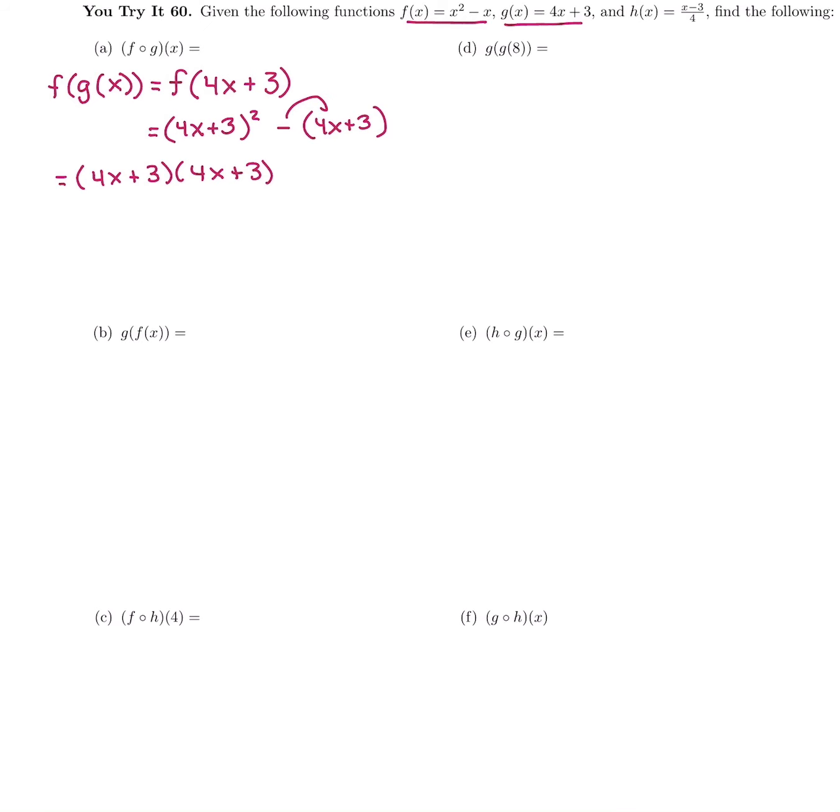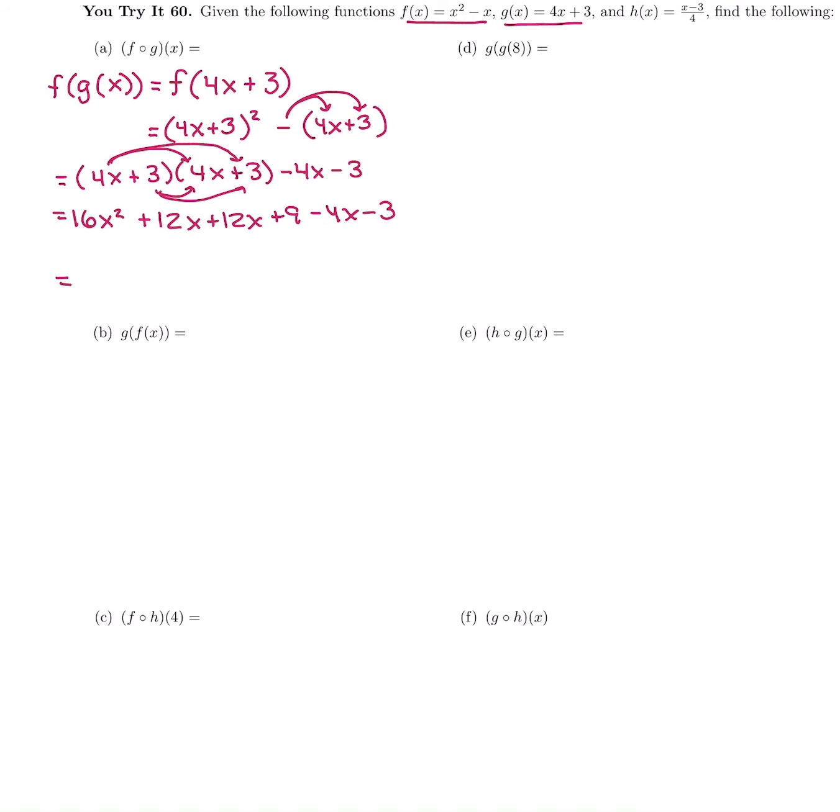Then I can also distribute this minus to both terms. So it's going to have a minus 4x on it and a minus 3. But I need to do some multiplying here. So 4x times 4x gives me 16x squared. The outer term, 4x times 3 is 12x. The inner term, 3 times 4x is 12x. And the last term, 3 times 3 is 9. And we still have that minus 4x minus 3 at the end.